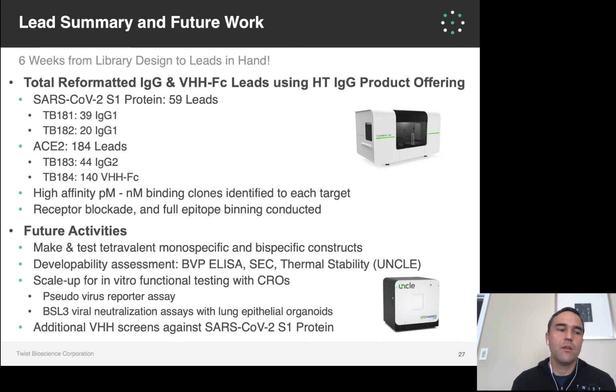And we plan to scale up these antibodies and test them further in neutralization assays, as well as assess whether we can make multivalent or bispecific versions of them to increase their overall avidity and potency. And then finally, we're following up by doing additional screens with some of our other libraries to see, for example, if we could find some single domain binders as well to the S1 protein to add on to some of our initial constructs.